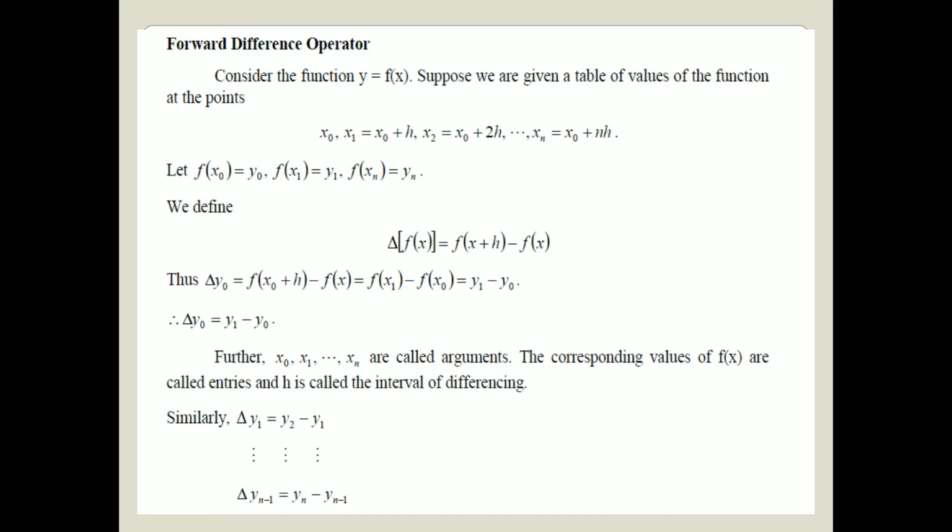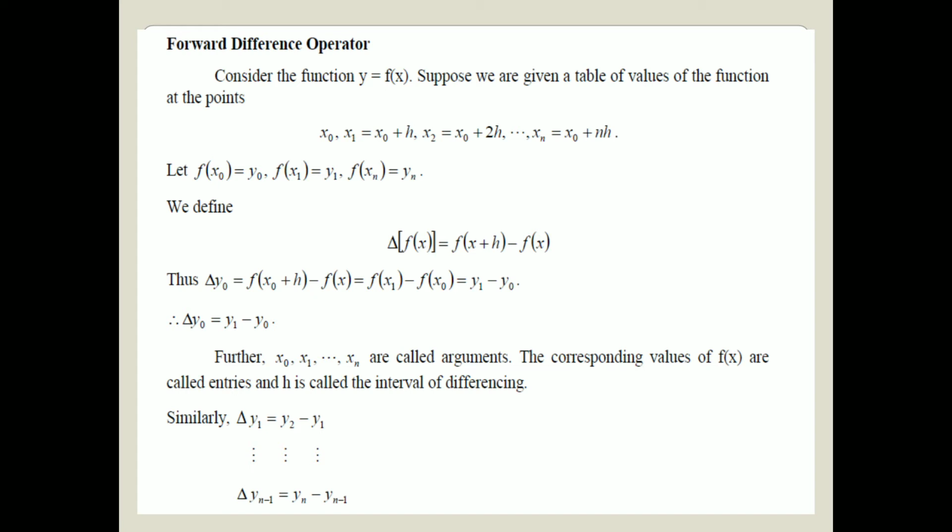Thus, delta y0 is equal to f of x0 plus h minus f of x0, which is equal to f of x1 minus f of x0. From the given, we can write this as y1 minus y0. That is, f of x1 is equal to y1 and f of x0 is equal to y0. Therefore, delta y0 is equal to y1 minus y0. Further, x0, x1 up to xn are called arguments. The corresponding values of f of x are called entries, and h is called the interval of differencing.